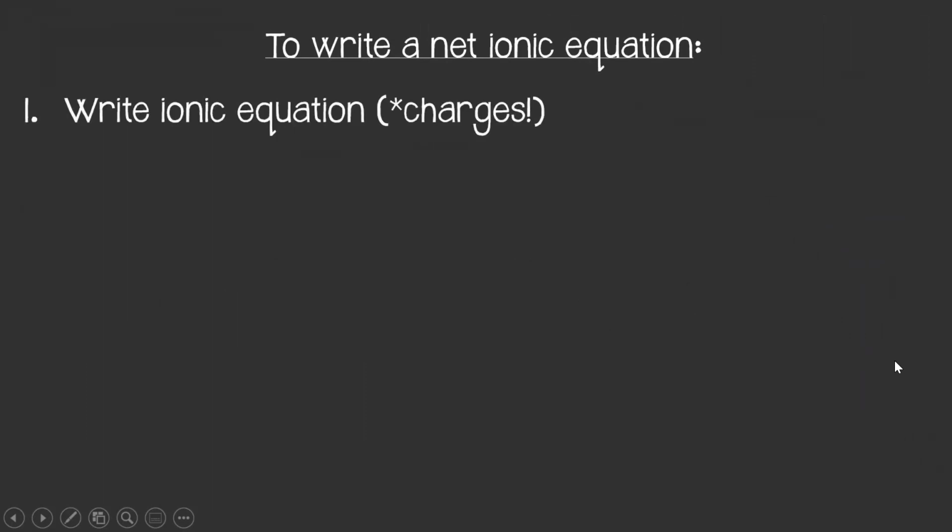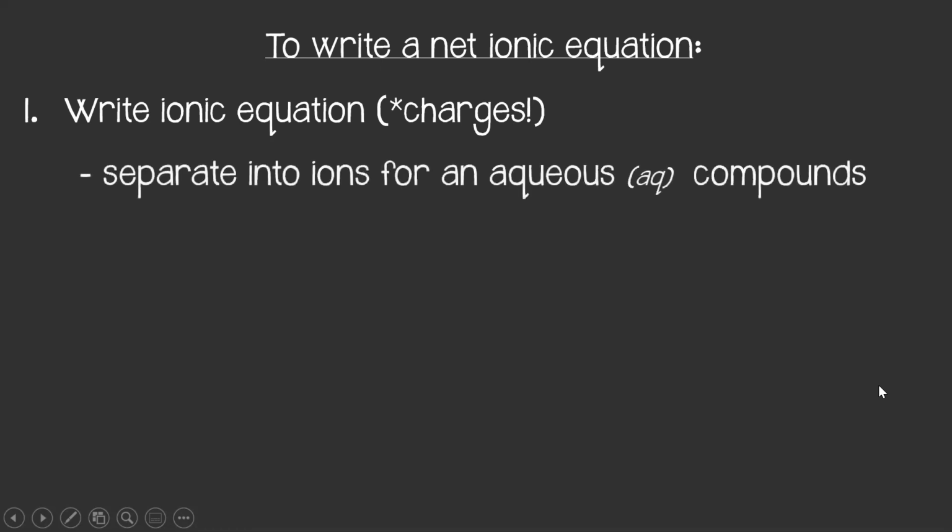So in all of these examples, I have broken it down for you, but you need to know how to actually write the net ionic equation. There's a couple rules you have to follow. So obviously you're going to first take the formula equation given to you and write the ionic equation. That means you have to look at the charges from your periodic table and assign them to each ion appropriately.